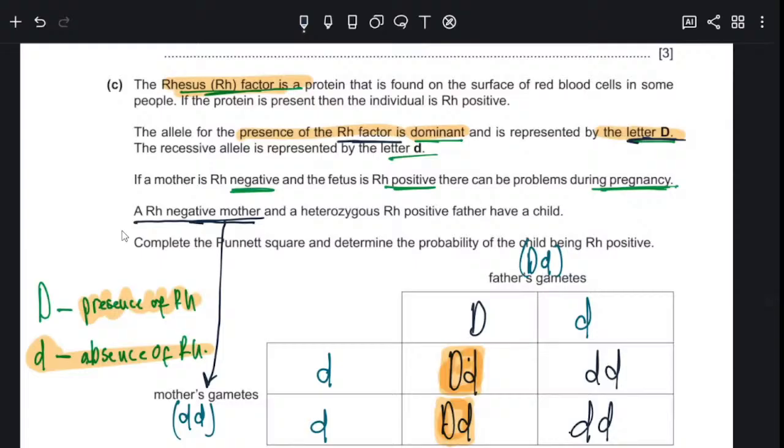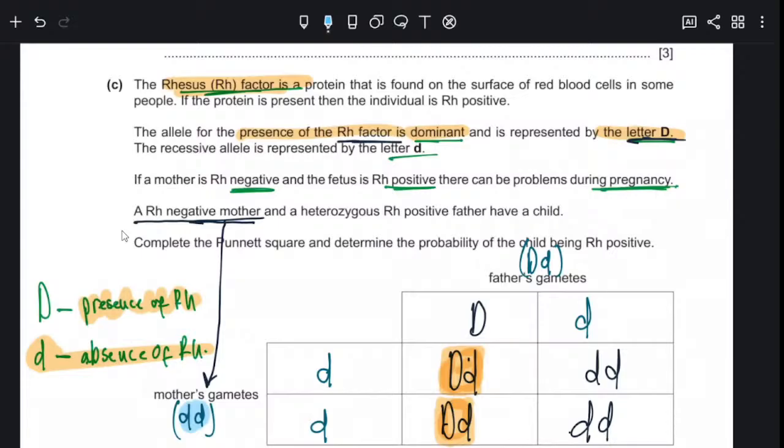The mom cannot be like this, or else, if she's like this, then she is Rh positive. The mom can't be like this as well. Remember, all individuals have two alleles. So we are trying to predict which two alleles the mom has.